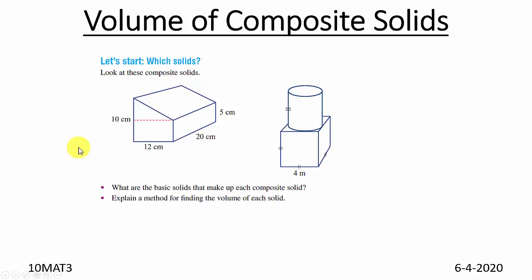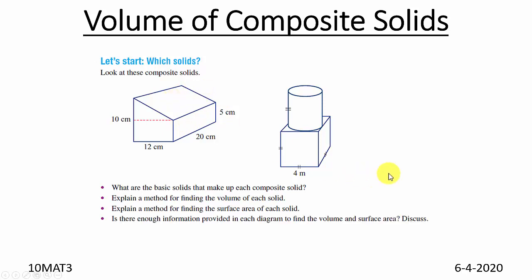Now to work out the volume of the complicated solid, all we do is split it into its simple parts. So here we've got a cube, do the volume of the cube plus the volume of the cylinder, add it together. Same here, volume of the rectangular prism plus the volume of the triangular prism that sits on top.